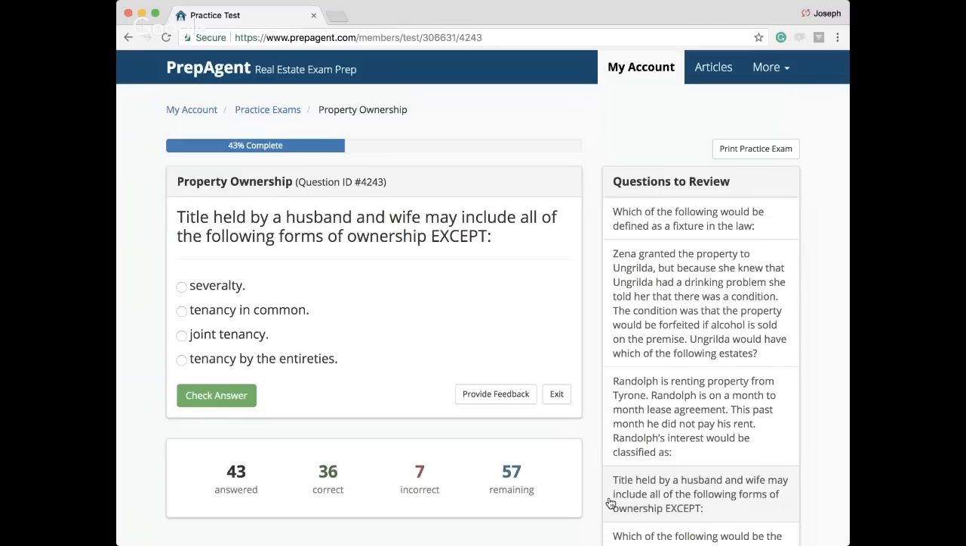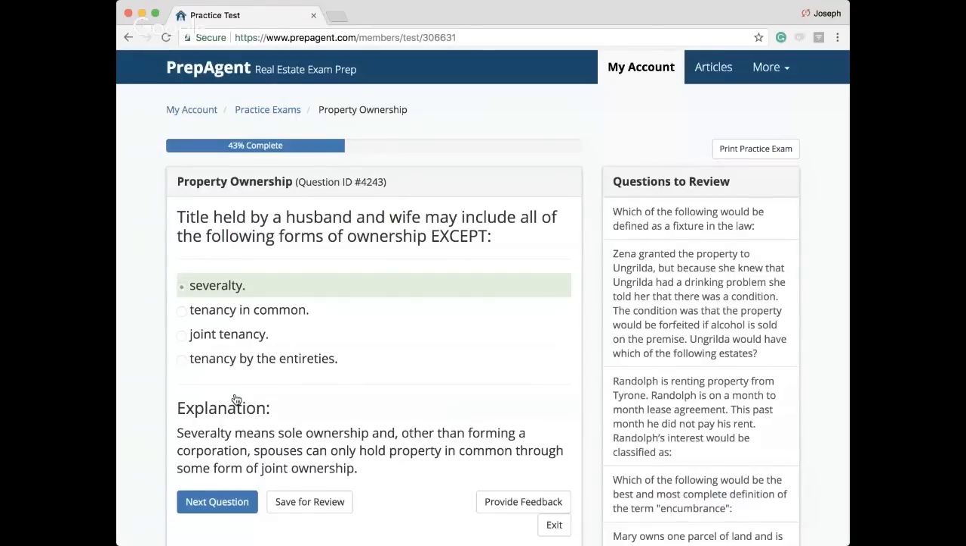Because if you see that word except, you should know the one thing it cannot be, under no circumstances, is severalty, because severalty means sole ownership, okay? So when you see a husband and wife, it doesn't matter if the other options are tenancy in common, joint tenancy, community property, ishkabibble, or figglefoggle, whatever it is. The moment you see severalty, that should be the answer, because that means sole ownership. And if it's husband and wife, it cannot be sole ownership.